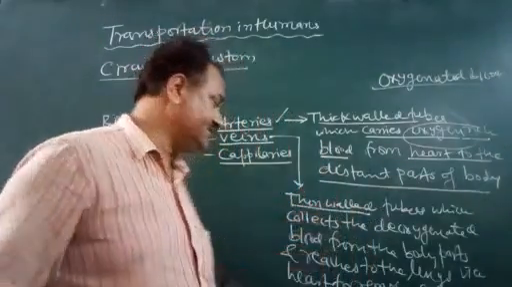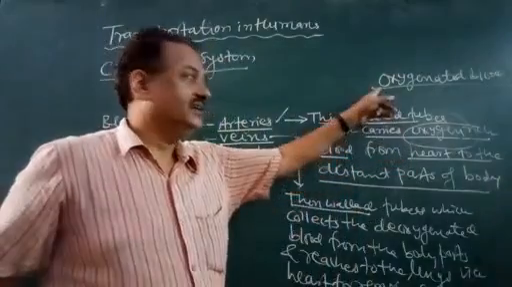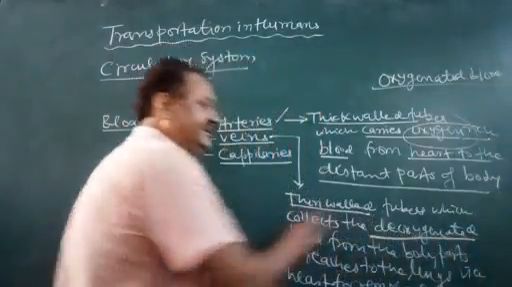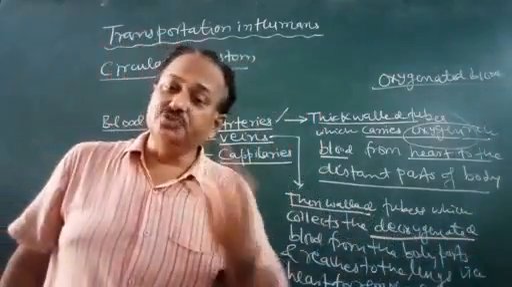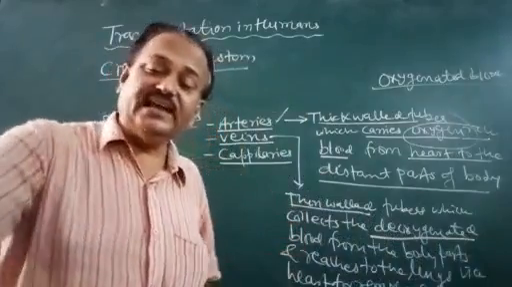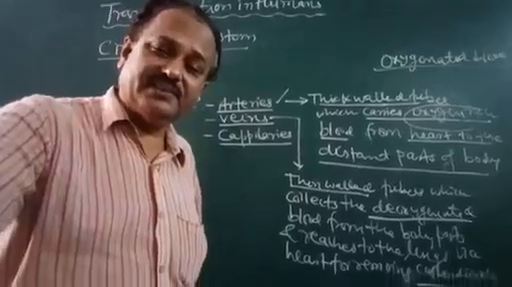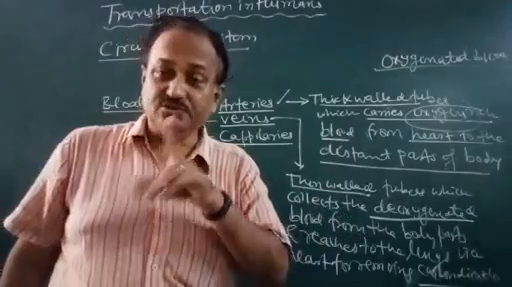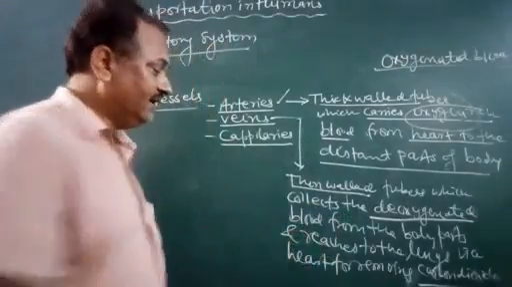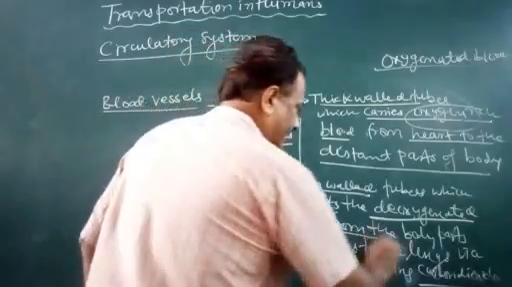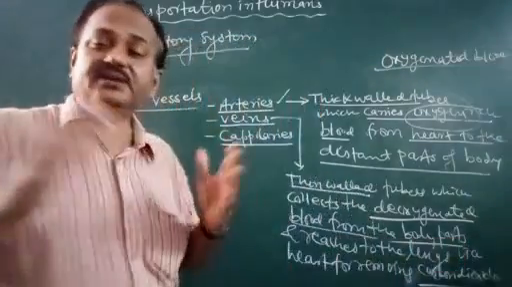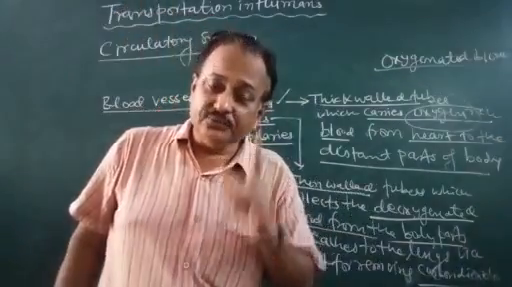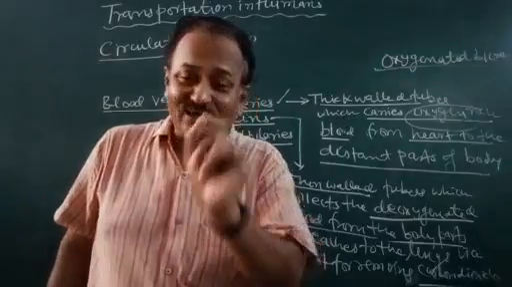This is the difference. Arteries carry oxygenated blood. Veins carry deoxygenated blood. D means no. So the vessels having less oxygen are called deoxygenated. D means no. And the blood from the body parts. So in our body, reactions take place. Oxidation of food takes place at the cellular level.